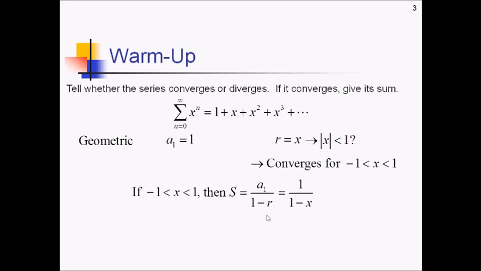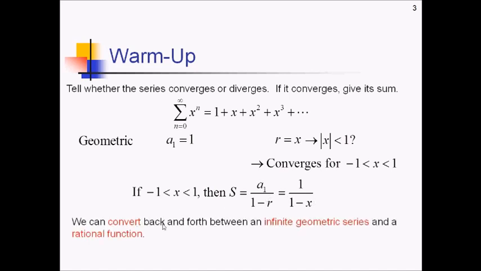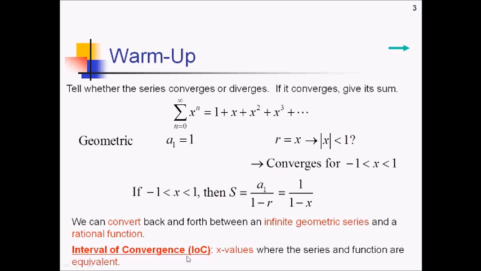So there are two things that come out of this whole warm-up here. The first is that we can convert back and forth between an infinite geometric series like this one and a rational function. This is just a plain old rational function, 1 over 1 minus x. The other thing that comes out of this is that we need to talk about an interval of convergence. So these are x values where your series and your function are equivalent. And if you're within those x values, then the series and the function converge. If you're outside, then all bets are off.